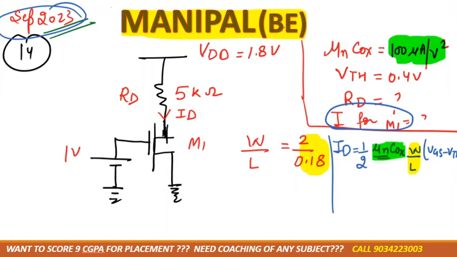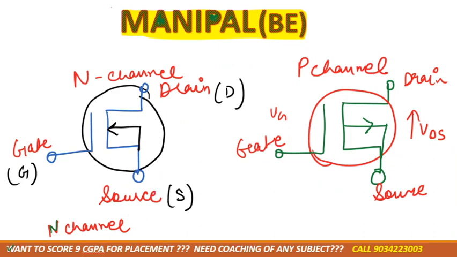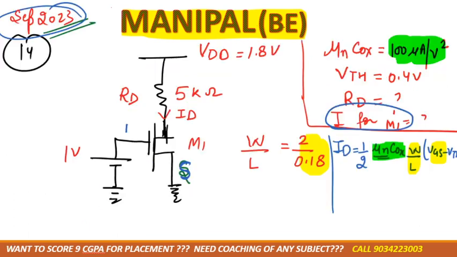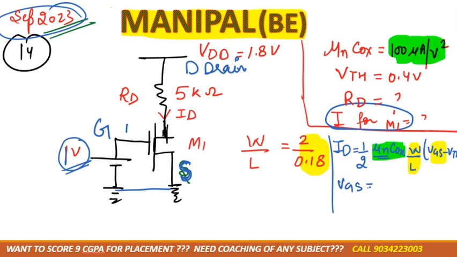VGS is the gate to source voltage. As you know, this one is source. I told you, right? What is the source in the symbol? This one, the bottom one, is source, this one is gate, and this one is drain, right? So now tell me, the gate to source voltage is how much? VGS is how much? 1 volt.